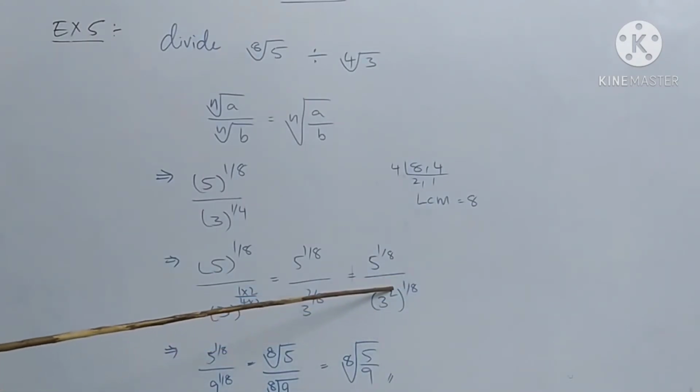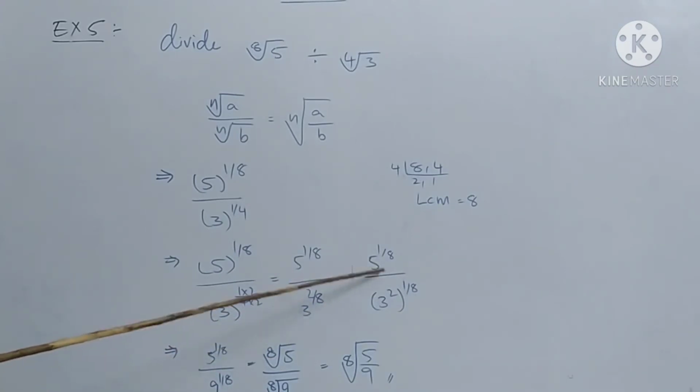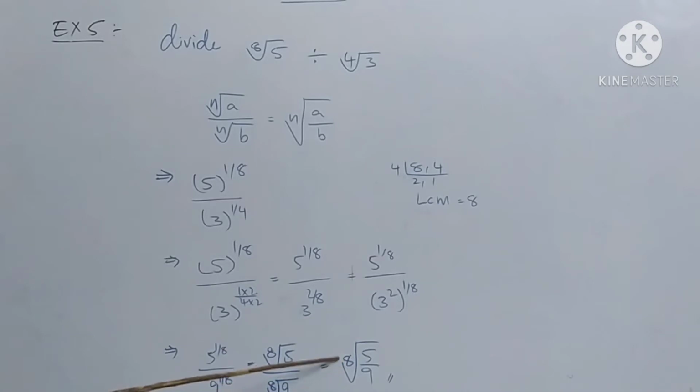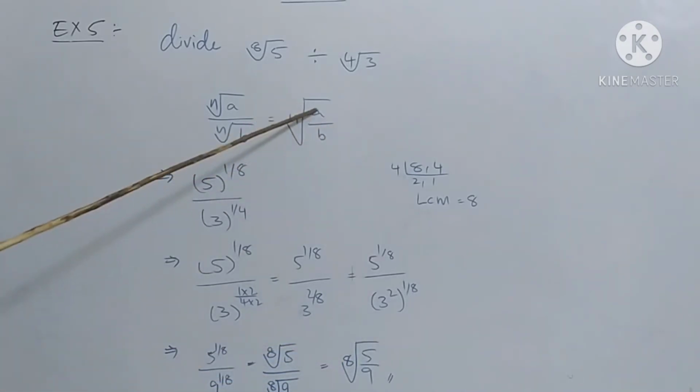3 square means 9, so 9 to the power of 1 by 8. Here 5 to the power of 1 by 8 by 9 to the power of 1 by 8. That is equal to, 1 by 8 means 8th root of 5, and here also 1 by 8 means 8th root of 9. So that is equal to nth root a by nth root b, here 8th root 5 by 8th root 9. So 8th root of nth root of a by b. Here a is equal to 5, b is equal to 9. 8th root of 5 by 9. This is the final result.